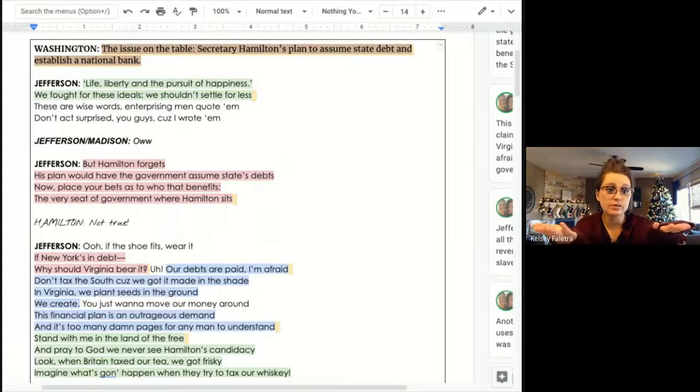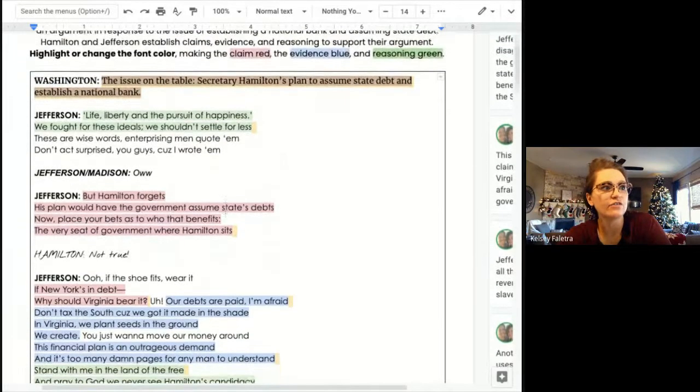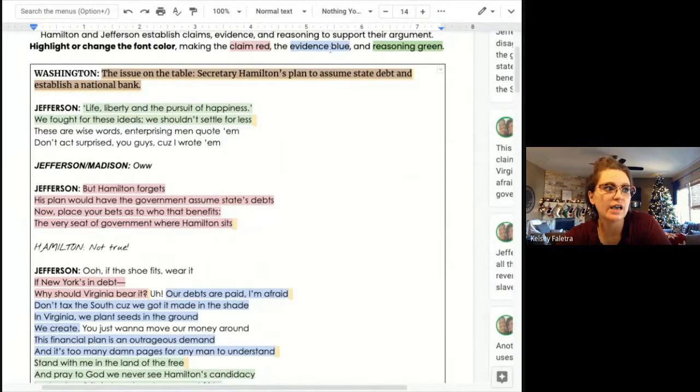And then Hamilton presents his and actually ends up using a lot of what are called ad hominem attacks rather than actual evidence and reasoning to support his claim. So we see what happens when you have a rant from Hamilton and a reasoned argument from Jefferson. Okay. Now, Jefferson's argument has a lot of holes in it as well, but Stephen, this kind of speaks to addressing holes in arguments. I've highlighted it for you so you can look at this, but claim is red, evidence is blue, and reasoning is green.